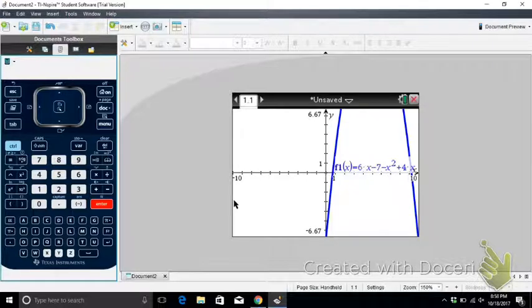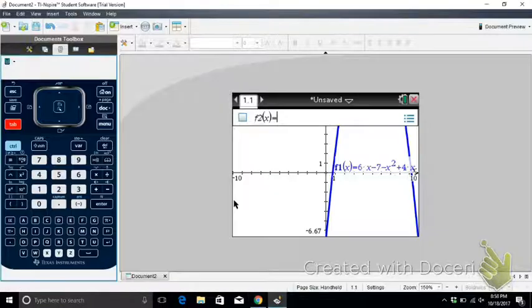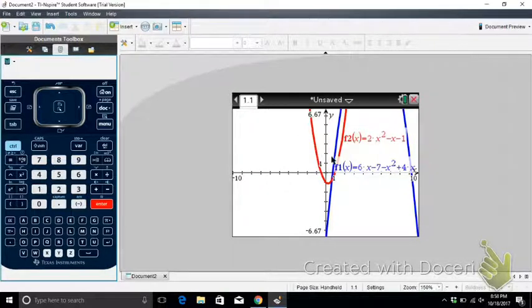Now we've got to graph the other side, so we're going to hit tab. And we see it's 2x squared minus x minus 1. So 2x squared minus x minus 1. And now we see where they intersect. And you can tell it's right around 2/3 and 3.